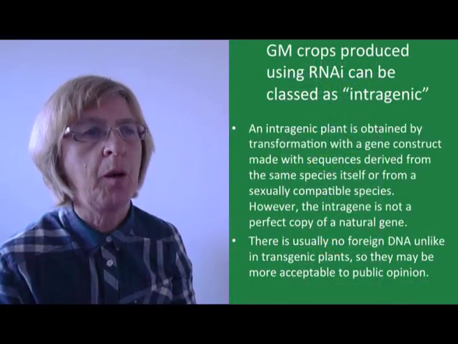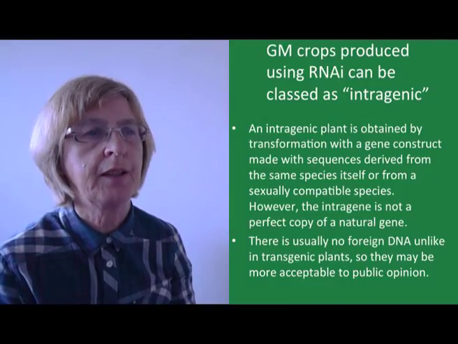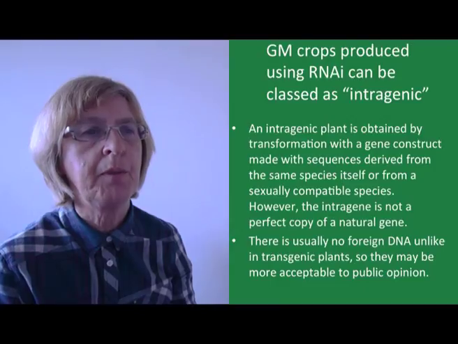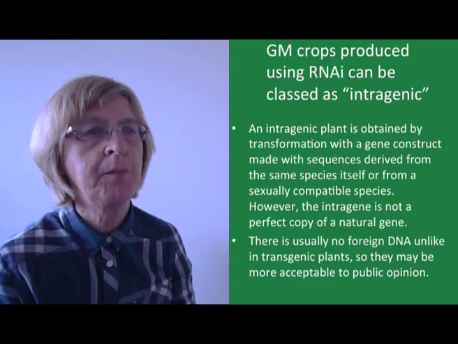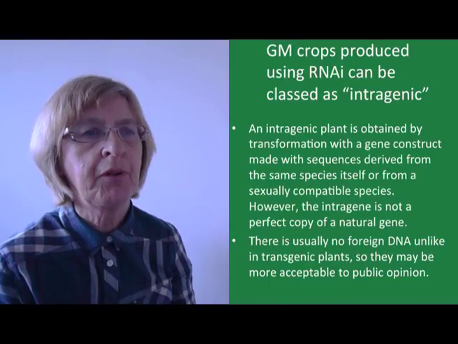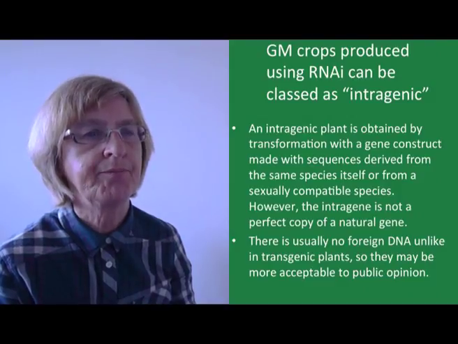One advantage of GM crops produced using RNAi is that they can be classed as intragenic rather than transgenic. By intragenesis, we mean transformation with a gene construct made with sequences derived from the same species or from a sexually compatible species. However, the intragene is not a perfect copy of a natural gene. This differs from cisgenesis, where a complete natural gene is introduced. In both cases, there is usually no foreign DNA, unlike in transgenic plants, so they may be more acceptable to public opinion.